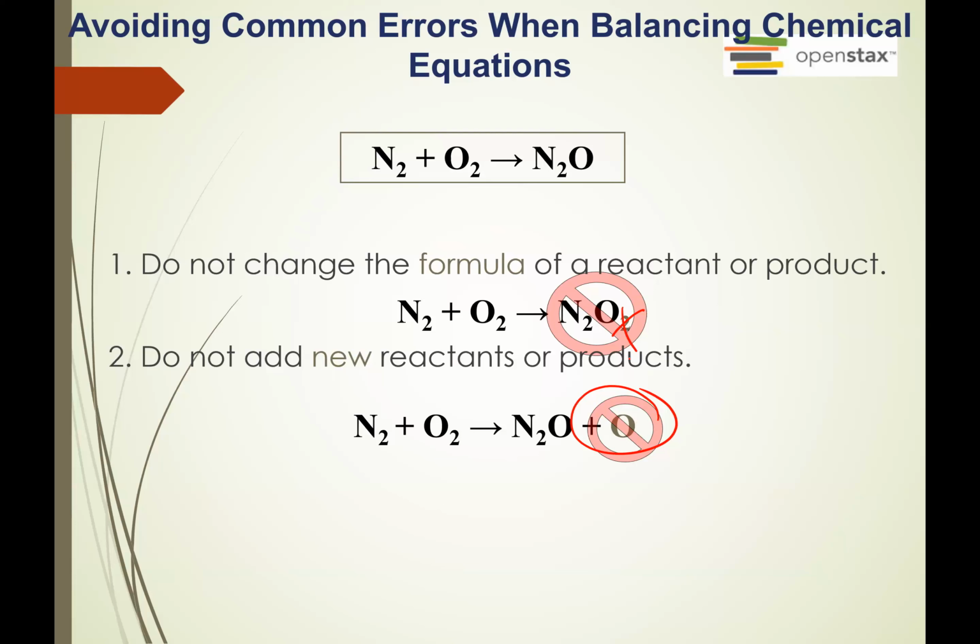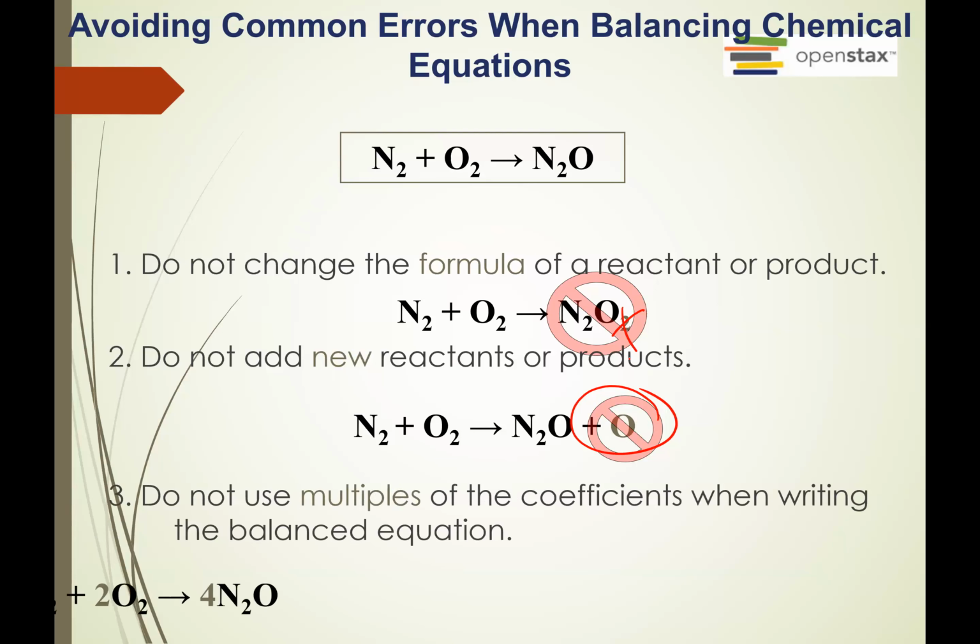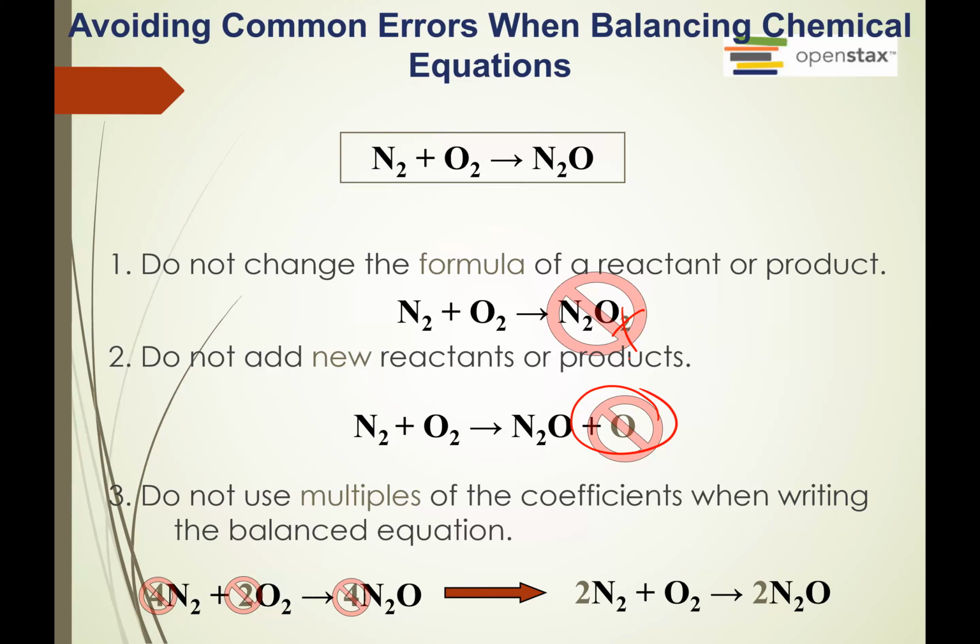The other thing is we don't use multiples. So you see how there's a 4, a 2, and a 4 here? We need to write that as simple as possible. So we would simplify that to a 2, a 1, and a 2. So we always write it simple. When we're balancing reactions, the only thing we can do is change the numbers in front of the molecules. That's all we can do. We can't do anything else but change the numbers in the front.